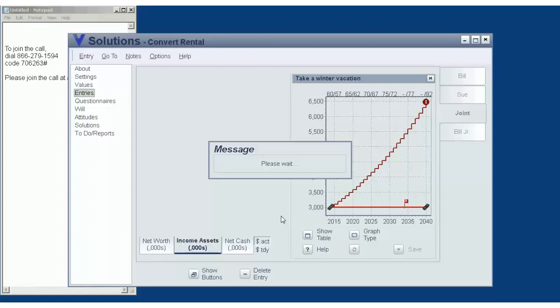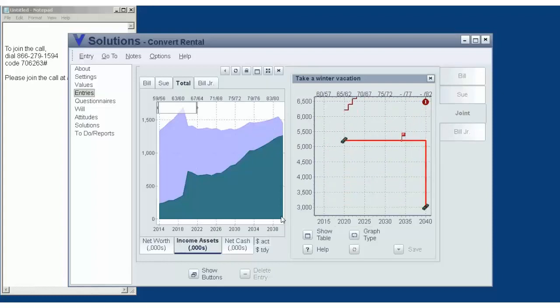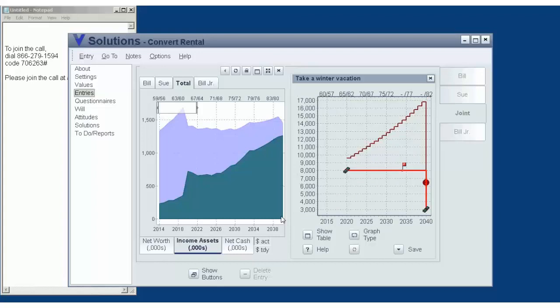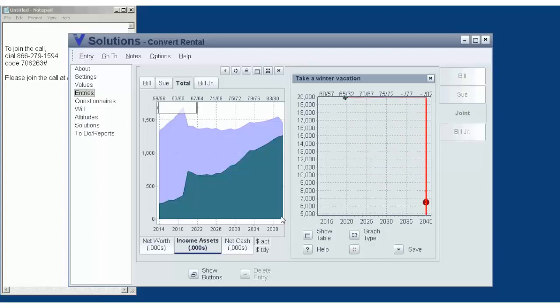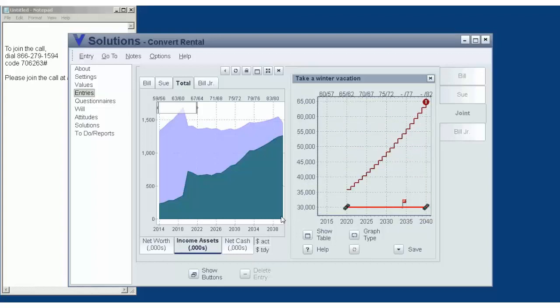So I want to bring up the income assets output because I'm going to run this right up. And we're going to start it in 2020 when they retire. And then I'm just going to run it right up to an additional $30,000 a year. And I'll run that out in time. And the reason I'm doing this, by way of illustration, is that I want you to see what happens when we click the Save button.